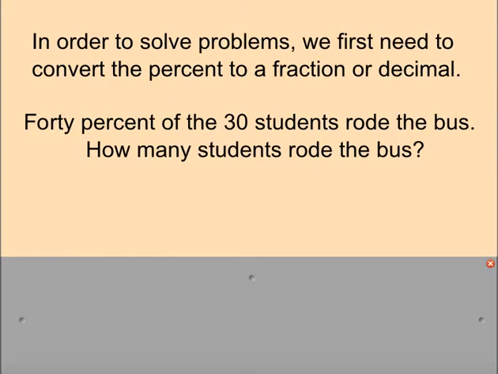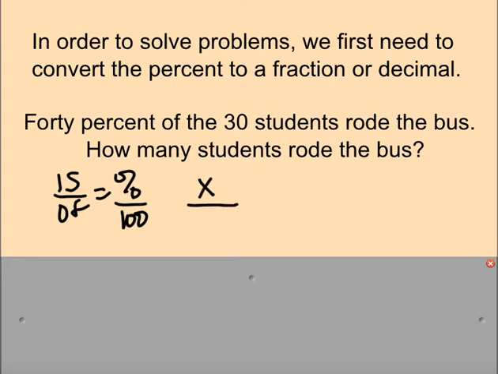Okay, 40% of the 30 students rode the bus. How many students rode the bus? So we have is over of equals percent over 100. Do we see an is in here? We don't. We don't have that information yet, so we leave it as an x.